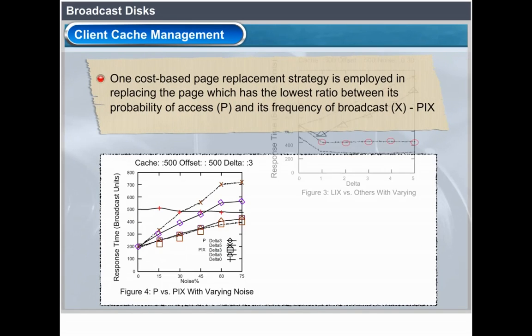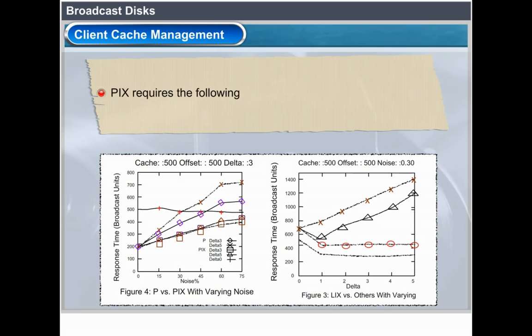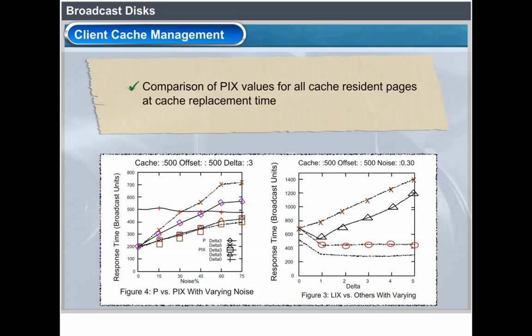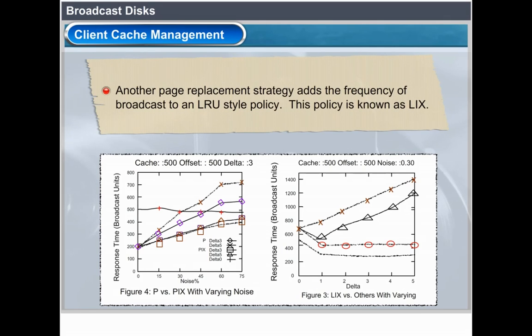One cost-based page replacement strategy replaces the page that has the lowest ratio between its probability of access P and its frequency of broadcast X, PIX. PIX requires the following: perfect knowledge of access probabilities, and comparison of PIX values for all cache resident pages at cache replacement time. Another page replacement strategy adds the frequency of broadcast to an LRU style policy. This policy is known as LIX.